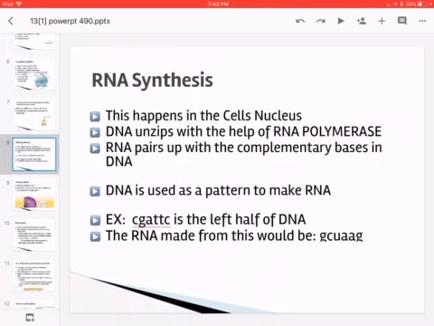Okay, producing RNA. Again, RNA synthesis is called transcription, and this is going to happen in the nucleus, because to make the RNA, we need to use the code from DNA, and DNA cannot leave the nucleus. So RNA synthesis, or transcription, takes place in the nucleus. The DNA unzips with the help of an enzyme called RNA polymerase. RNA pairs up with the complementary bases in DNA.